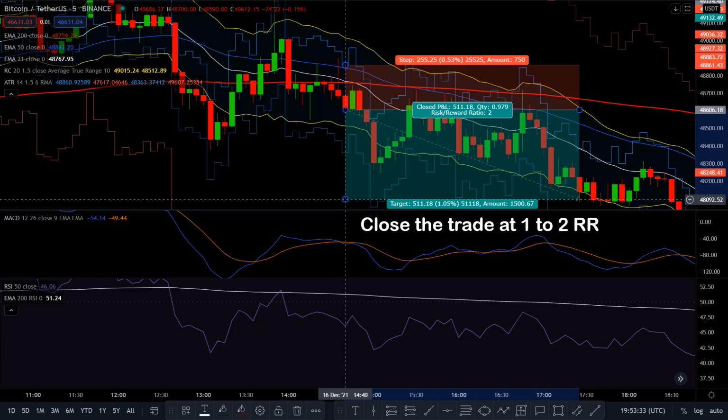So I tried out 1 to 2.5, 1 to 1.5, but I got the best results with a 1 to 2 risk-to-reward ratio.